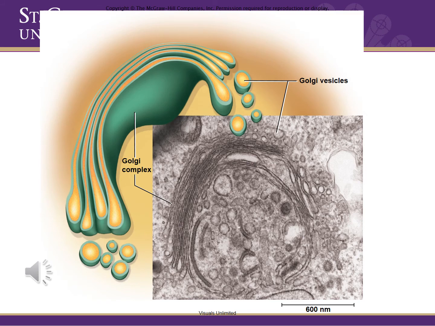Here's a slide showing the cisternae of the Golgi complex and the smaller vesicles that can be seen budding off of the cisternae.